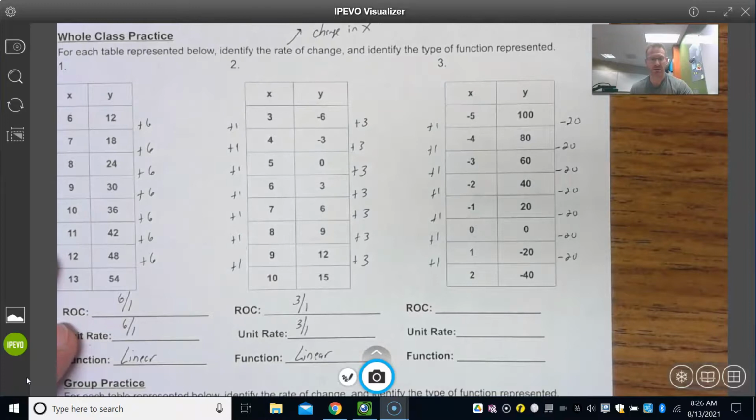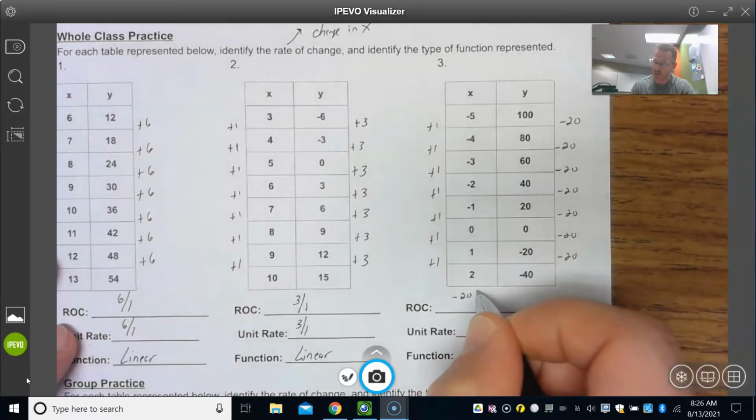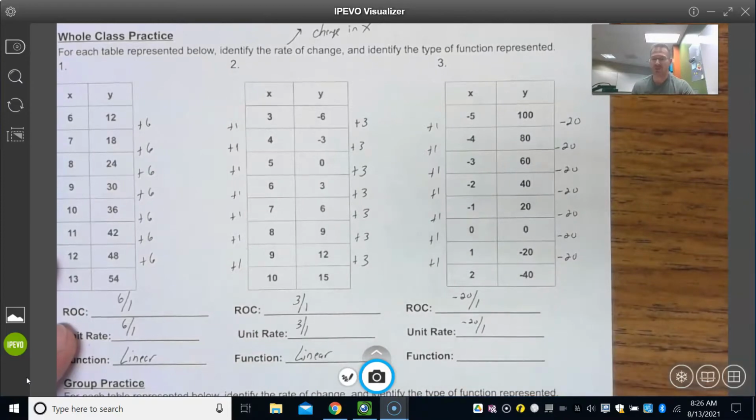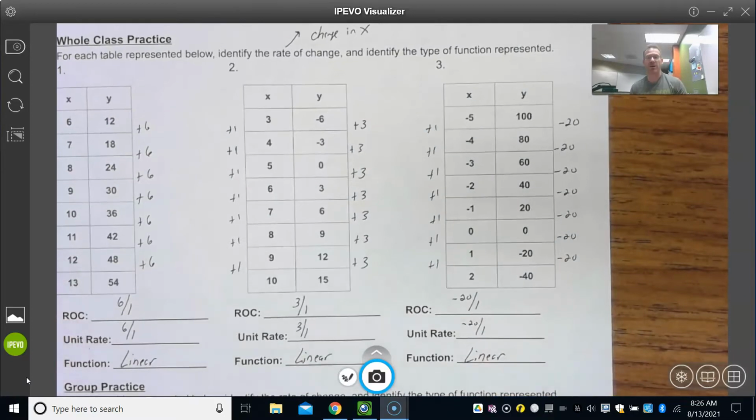Okay, all right, now once again, pause the video and do these 3 things and let's flip it on and see how you did. All right, so once again, rate of change is change in y to the change in x, and so that's down 20 per 1. That unit rate is exactly the same as our rate of change this time, and that also means we have a linear function because it is constant in one direction.